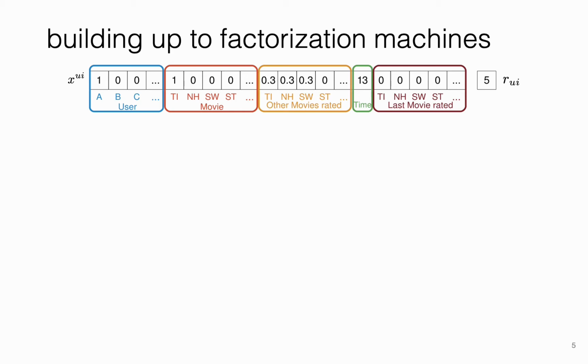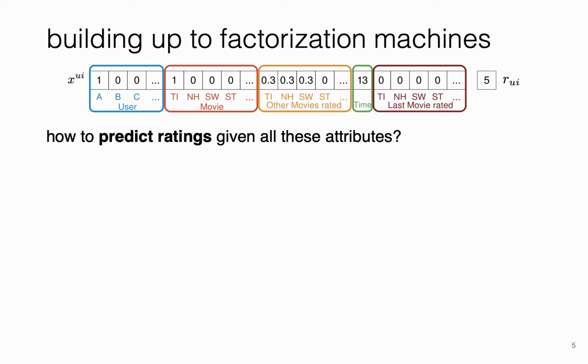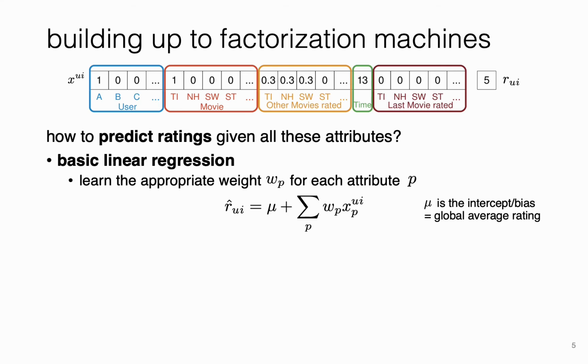So what is the first idea that comes into your mind? Okay, well, let's try to apply linear regression, where XUI contains all the available features. In basic linear regression, the prediction, that is the predicted rating, is a linear combination of the features. This is expressed by the formula shown here. The value of each column P is multiplied by some weight WP, and then all these weighted terms are summed.